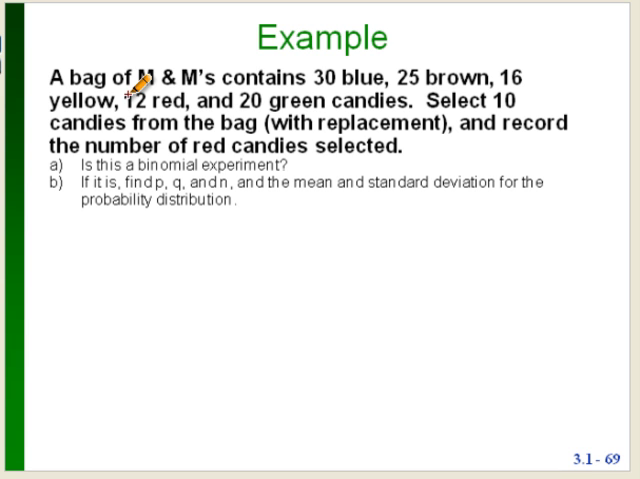Let's do an example overall with our bag of M&Ms. So first, this is the same bag that we talked about before. Our procedure is going to be to select 10 candies from the bag with replacement. In other words, we're putting the candy back each time before we select another one. And each time we pick one out, we're going to record whether it's red or not. So at the end, we'll have a result of how many candies out of the 10 were red. So first question, is this a binomial experiment? Then if it is, we're going to find p, q, and n, and we're going to find the mean and the standard deviation.